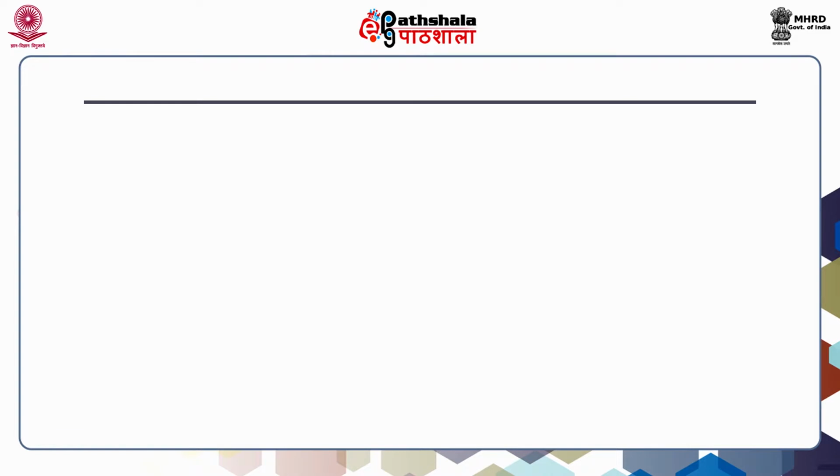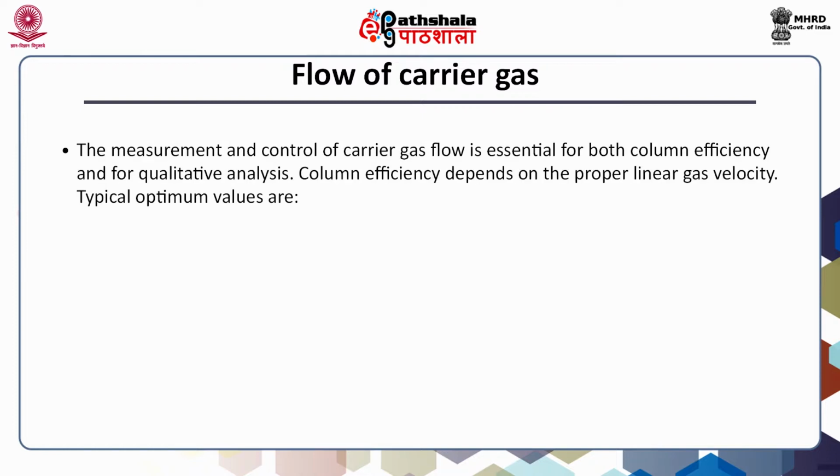Now we are moving to the next slide, to another very important component in GLC. We are using gases, so the flow of the carrier gas is very important for the efficient separation of the different components in a mixture. This flow of carrier gas is generally measured by a flow meter, or nowadays the machines are coming with automatic flow control valves.